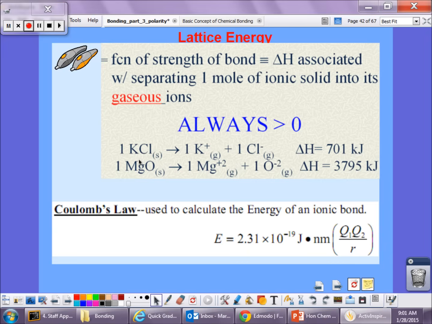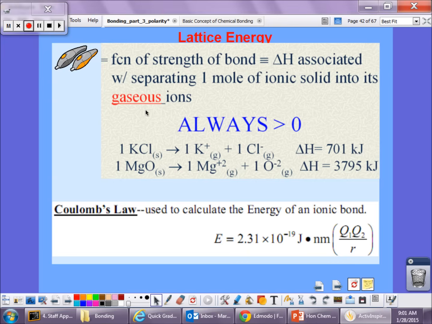Lattice energy is always negative. In some books, you can see it as the opposite. It says it is the energy associated with separating 1 mole of an ionic solid into its gaseous ions. So this would be positive because you are breaking the bond, you add heat. Let me repeat. Lattice energy is negative. That means energy is released to form 1 mole of an ionic compound from its gaseous ions.